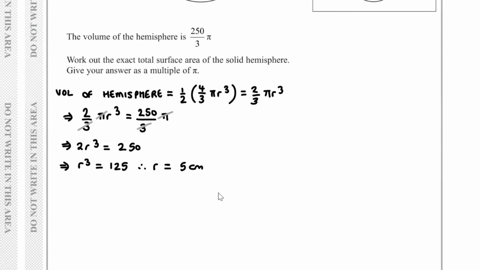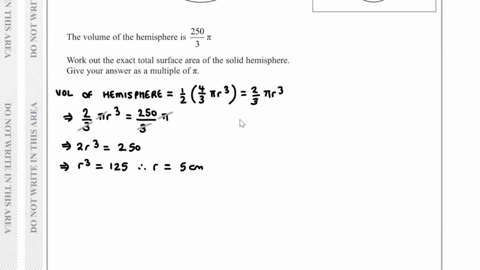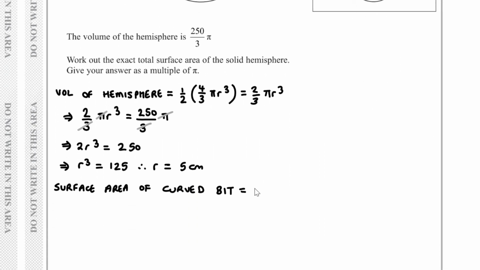So with this we can find out the curved bit of the hemisphere, so the surface area of the curved bit. This is going to be equal to 1/2 of the surface area of a sphere. So we're going to have 1/2 lots of 4 pi r squared, which is 2 pi r squared.